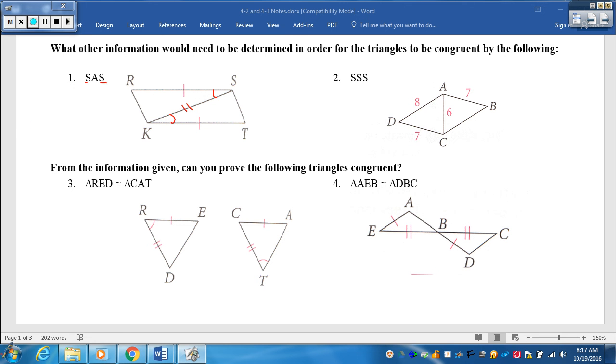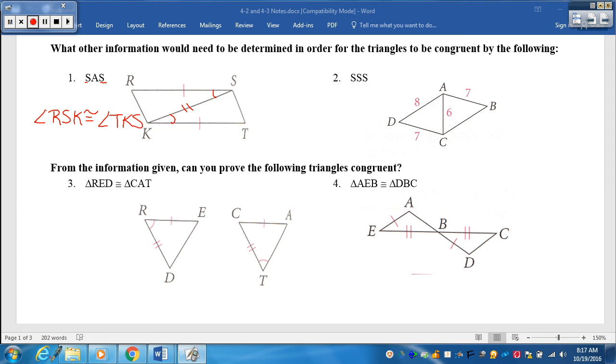So off to the side, I could go ahead and make a little note of this. I'd have to prove angle RSK would have to be congruent to angle TKS. Okay? And so, yeah, the included angle, the key thing there.